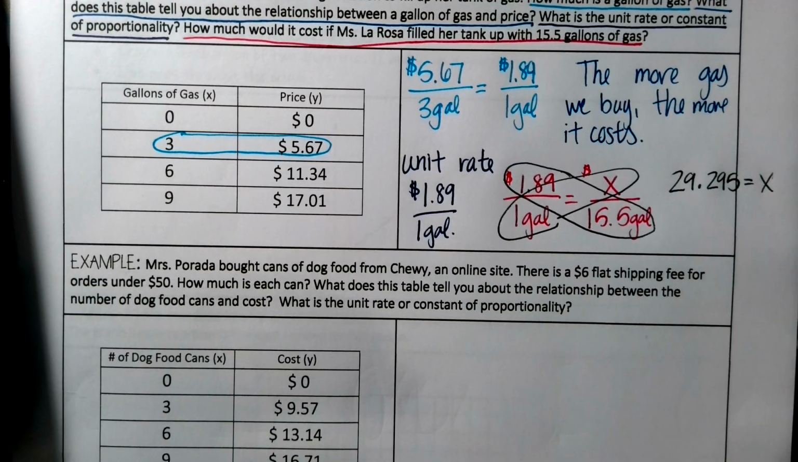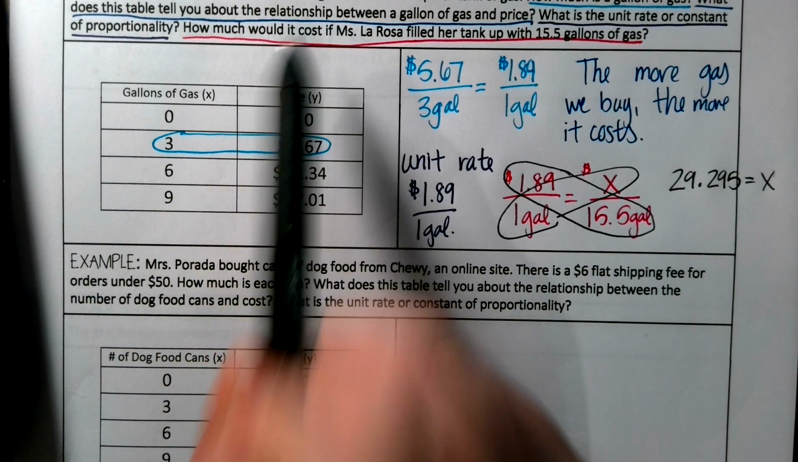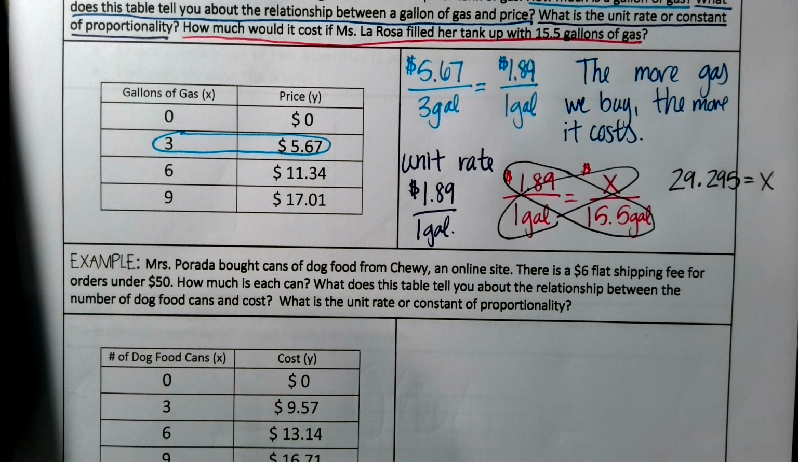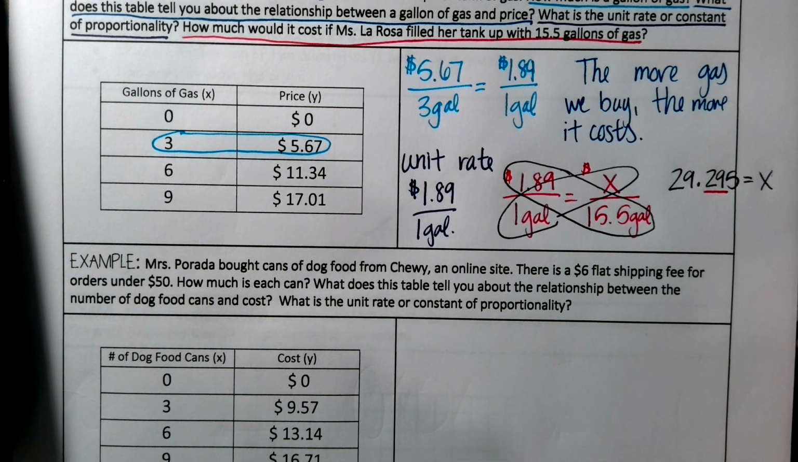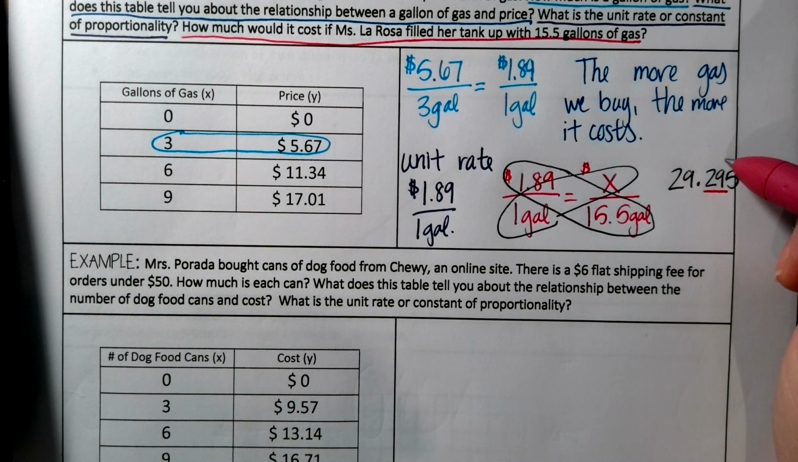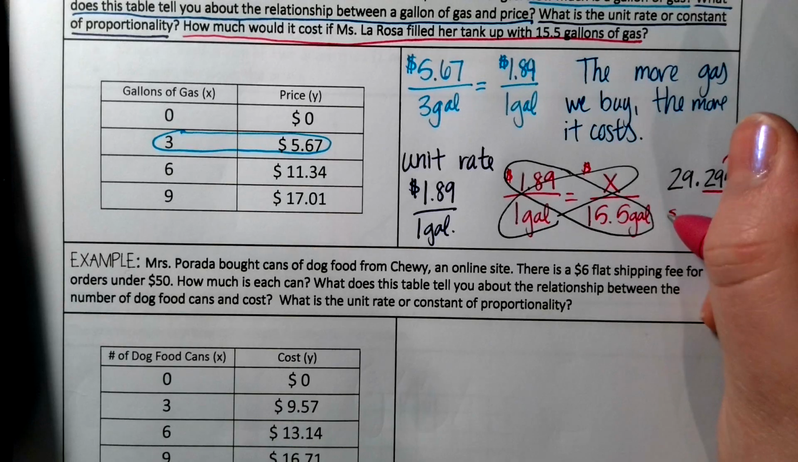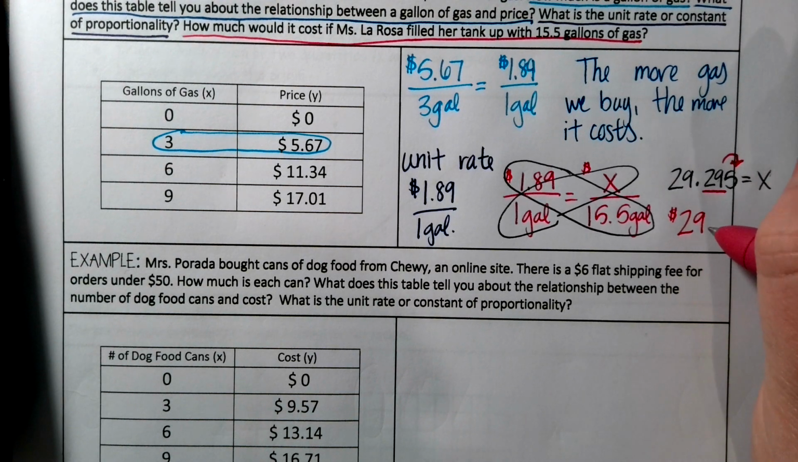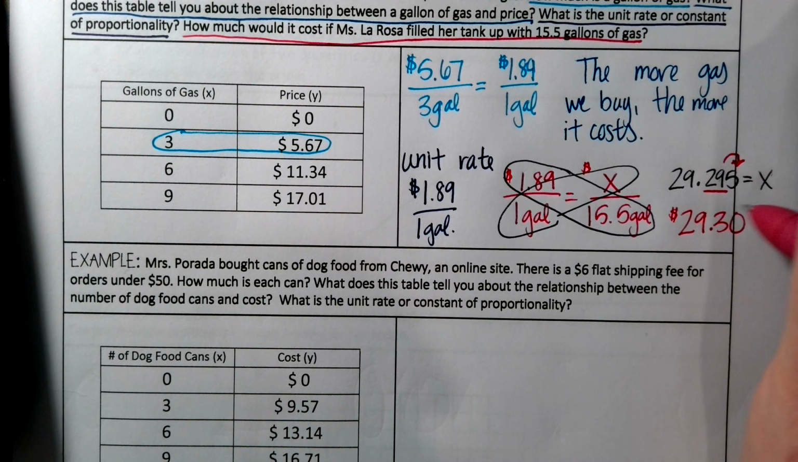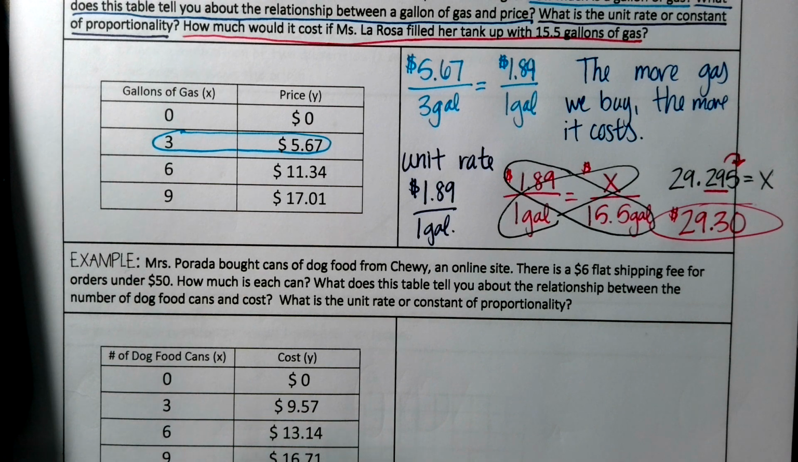Now, it's money, so we need to figure out how much it would cost. How many numbers are after the decimal place for money? 2. So I need to round because I have more than 2 numbers after the decimal place. So this 9 is going to turn and look behind it at that 5. What's that 5 going to make that 9 do? It's going to make it jump up and round up. So I would really be paying $29.30 for 15.5 gallons of gas.